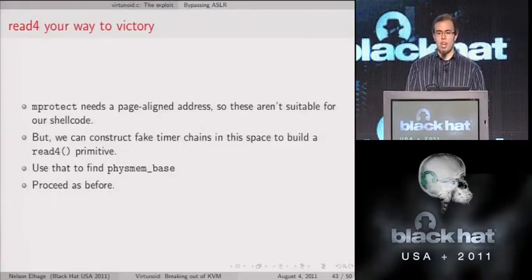We can't just port our entire attack over to this space because I need a page-aligned address for mprotect, and those structures aren't guaranteed to be page-aligned. But what I can do is construct similar fake timer chains in there to build a read4 primitive that lets me read out 4 arbitrary bytes of the address space, basically build an info leak out of that. Use that to chase pointers to find that physmem base address that I was looking for, and then once I have that, I can proceed as before.